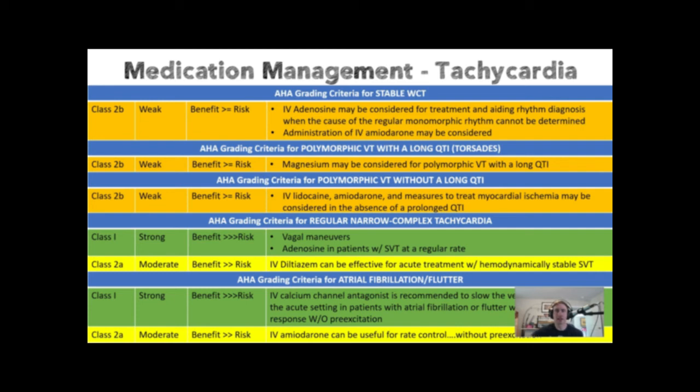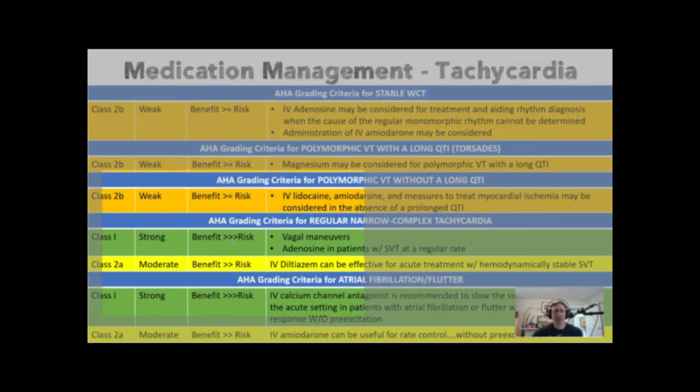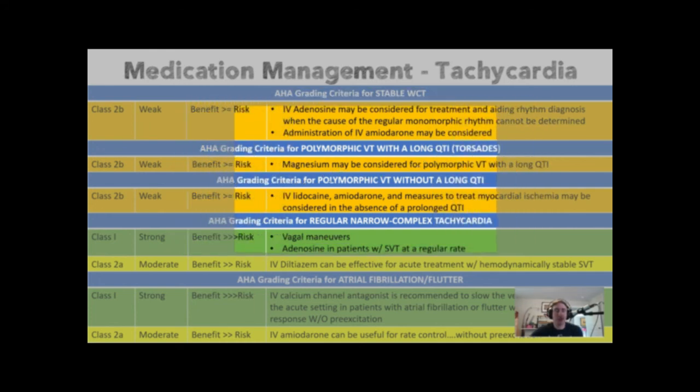Polymorphic VTAC with a long QT interval, or polymorphic VTAC without a long QT interval. What's the difference between that? Is it still polymorphic VTAC? Well, technically, yes. But if this patient is in what looks like torsades and they have a long QT interval, then that is torsades. If they are in polymorphic VTAC without a long QT interval, then that's not torsades. Is this clinically relevant to differentiate?